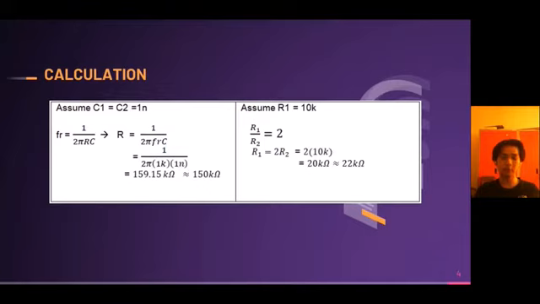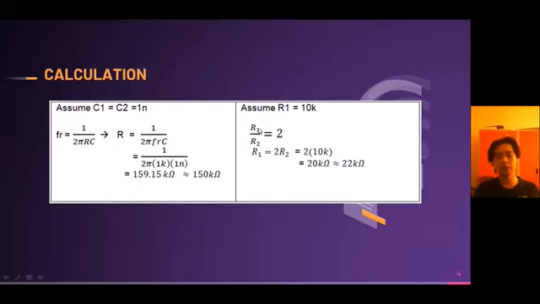So for this oscillator 1, to construct the circuit, I must do the calculation first. First thing first, I must assume C1 equals C2 is 1 nanofarad. So I do this calculation, then I get the value which is 159.15 kilo ohm, or in the range of 150 kilo ohm to put as the resistor value.